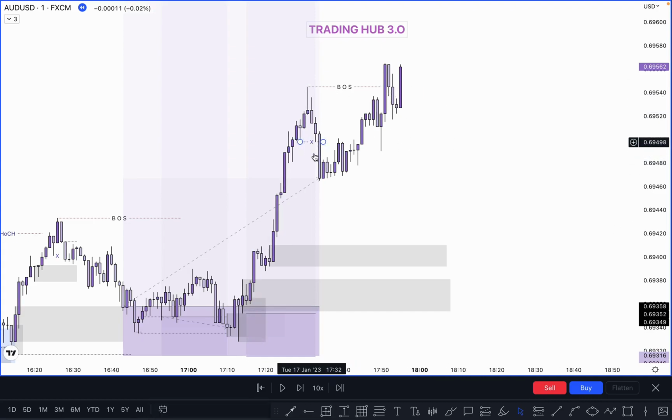Inducement is here like this, okay, because this one is our first pullback after break of structure. So when can we buy in this case? Where is our unmitigated order block? So look at this one.